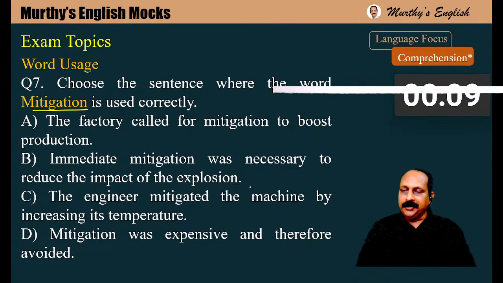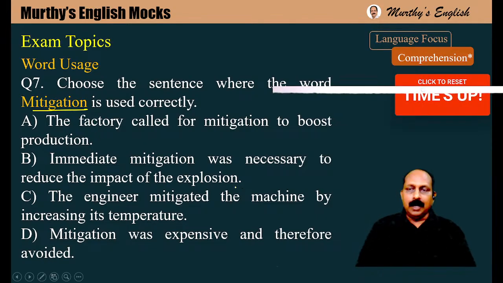Who is this? Operation SSC. First one to respond 7B. Let others also respond. We still have 3 seconds to go. Time is up. Here, mitigation already we have got. Reduce the pain of something. Reduce something that is negative. Based on that, here the factory called for mitigation to boost. These are not the right combinations.